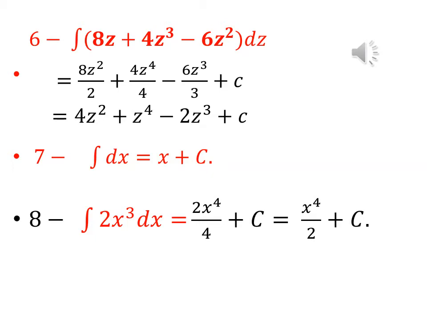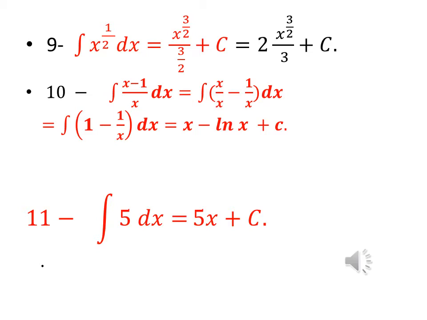Problem number 8. Integration of 2x^3 dx. 2 is the same, x^3 becomes x^4 over 4 plus c. Simplify: x^4 over 2 plus c. Use the rule. Very good.